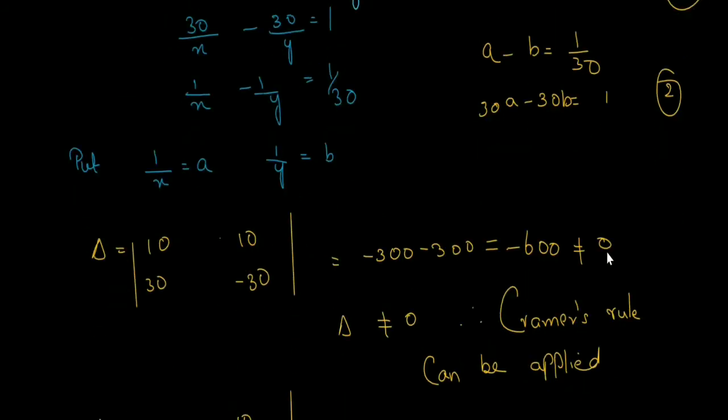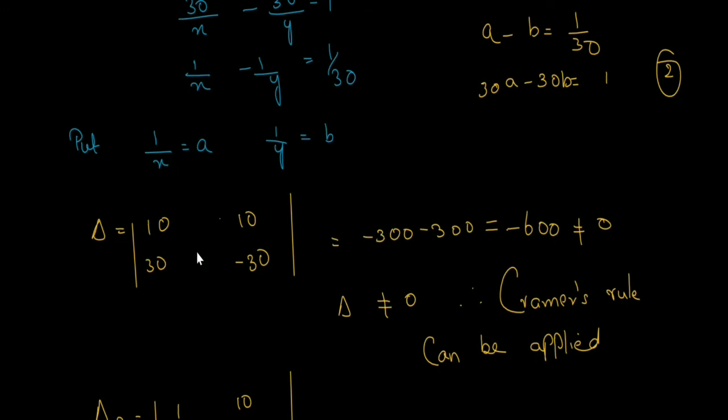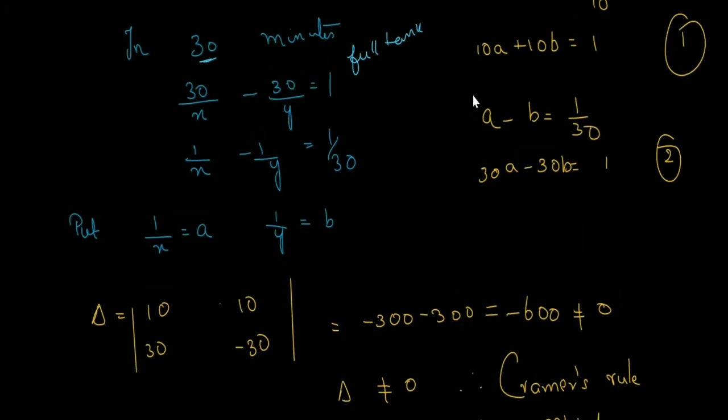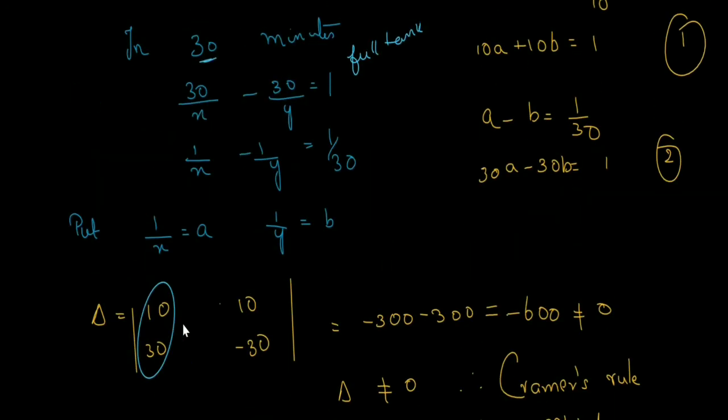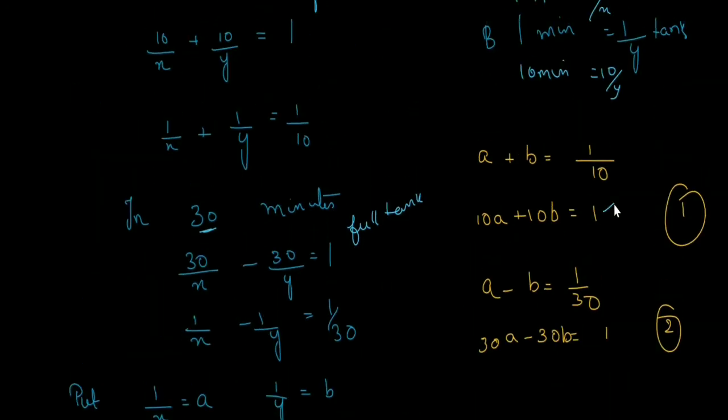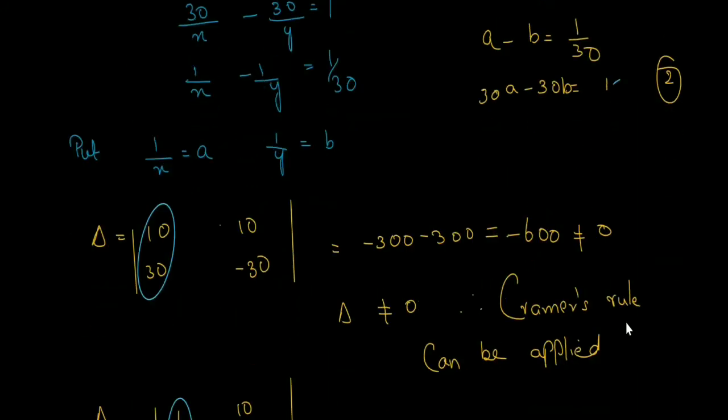So for the equations, first we have to find delta. What is delta? The coefficients we take are 10, 10, 30, minus 30. So cross multiply: minus 300 minus 300 will give you minus 600, not equal to 0. So Cramer's rule can be applied. Now we have to find delta A. That means you replace the first column by the right hand side constants 1, 1. So you'll get 1, 1 here.